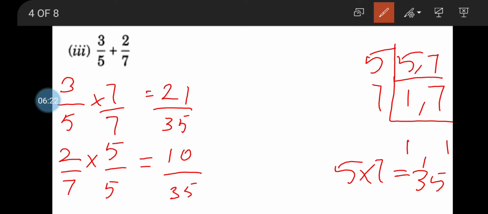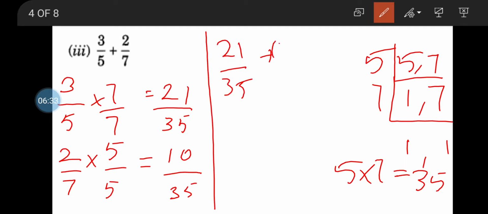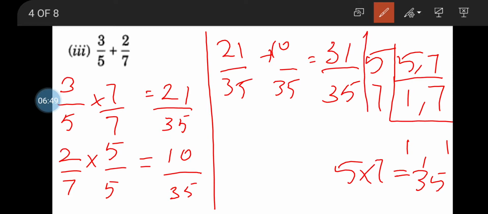Now these two fractions can be added. So I'll write here, 21 by 35 plus 10 by 35. You have the common denominator, it is 35, and 21 plus 10 is 31. So this fraction is a proper fraction. Why? Because the numerator is lesser than the denominator. So this is a proper fraction, and we can stop the answer here.